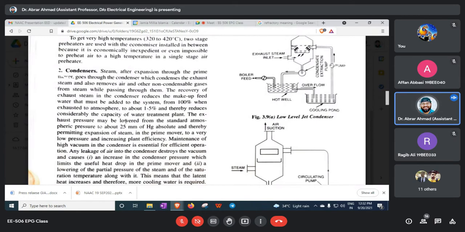From 100% when exhausted to atmosphere to about 1 to 5%, and thereby reducing considerably the capacity of water treatment plant. The exhaust pressure may be lowered from the standard atmospheric pressure to about 25 millimeters of mercury.